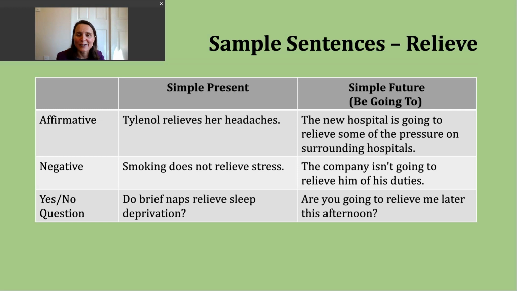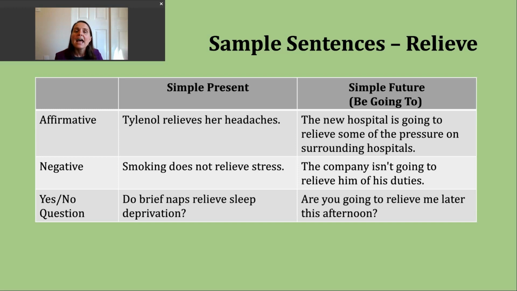And the trick here is to really pay attention to your subject. If your subject is I, you, we, or they, then you're just going to use the base verb in the affirmative. But if your subject is he, she, or it, you're going to want to add an S to the end of this verb. And you can see that in the example sentence. Tylenol relieves her headaches. Okay, so it decreases that pain she might be having. Okay, and since I'm just talking about one type of medicine, I'm using that form with the S on the verb.